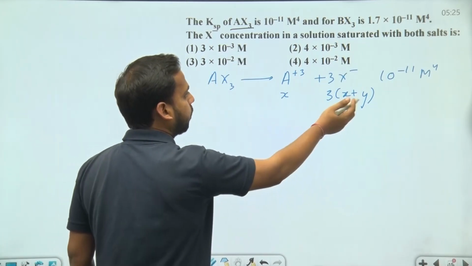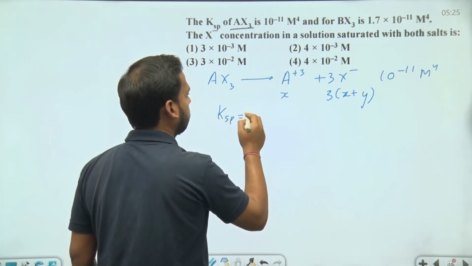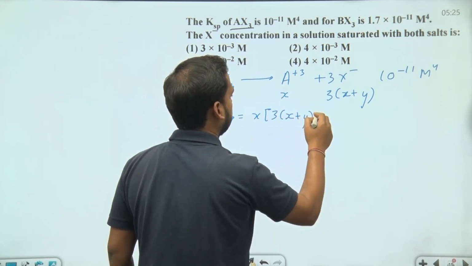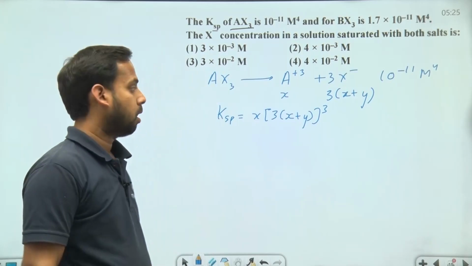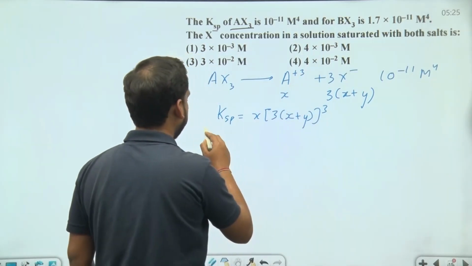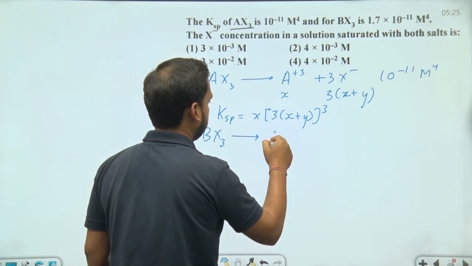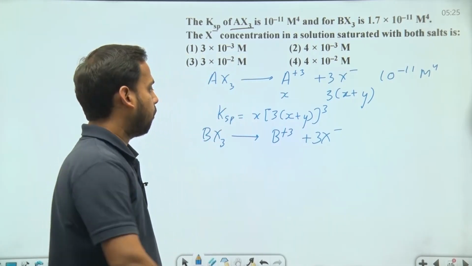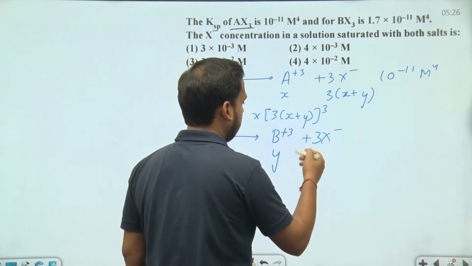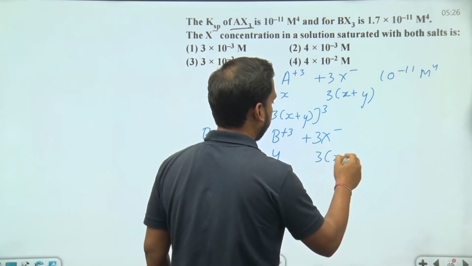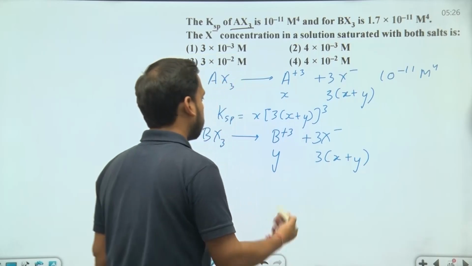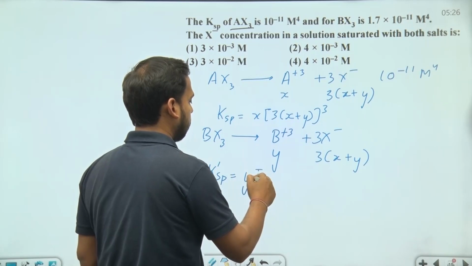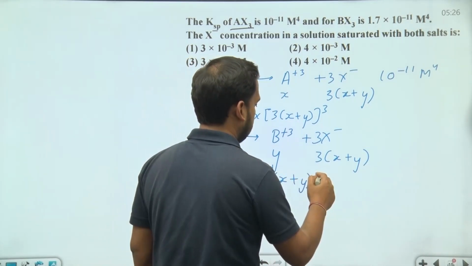So when we define the KSP value for this, it will be X times 3X plus Y to the power 3. Similarly for the BX3, it can be written as B plus 3 plus 3X minus. Here for the B plus 3, it will be Y, and for this, it will be 3X plus Y. Similarly, we can write K dash of SP, that will be equal to Y times 3X plus Y to the power 3.